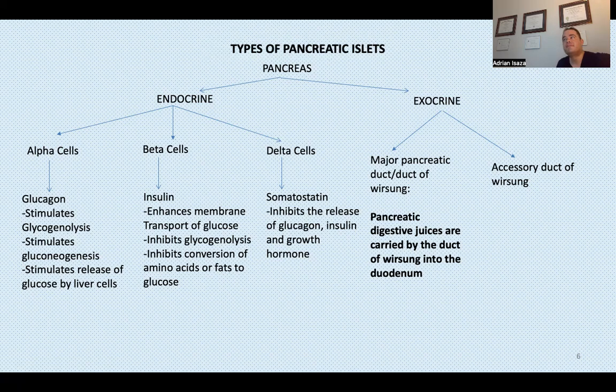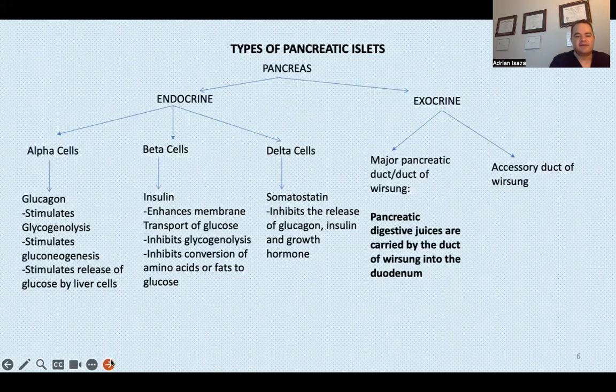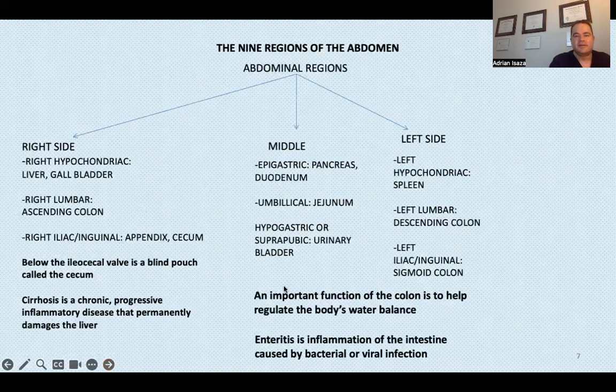The second part's the descending. Anyway, it goes through the duct into the duodenum. Know that. Make a flashcard of it. Let's move on.